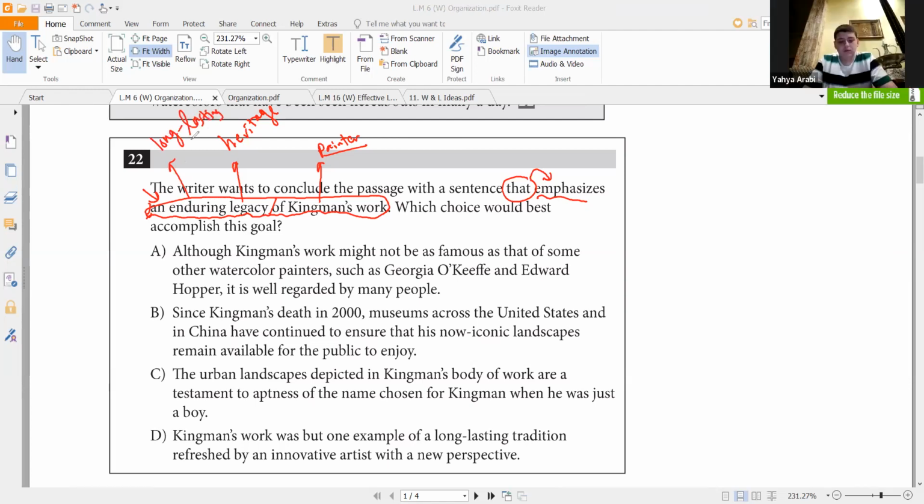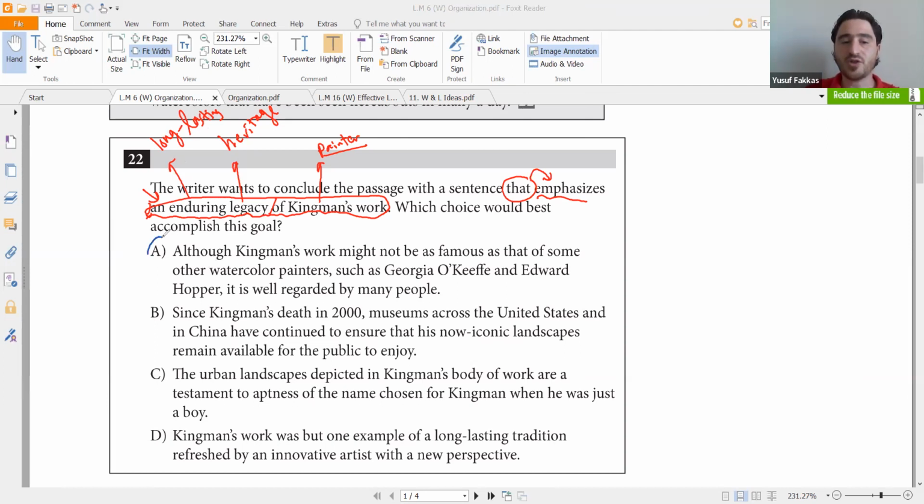So these are the things that I need to focus on. Now I'm going to read all the options, A, B, C, and D. I'm going to ask myself, okay, which sentence is emphasizing or highlighting the enduring, the long-lasting legacy of Kingman's work? All right, let's see how we can do this.